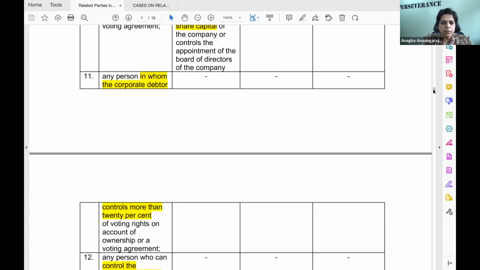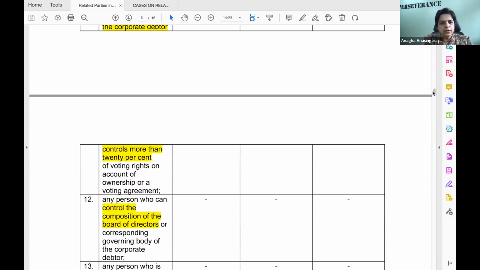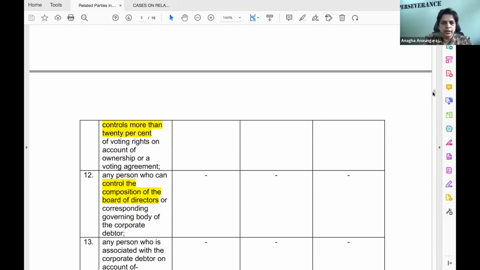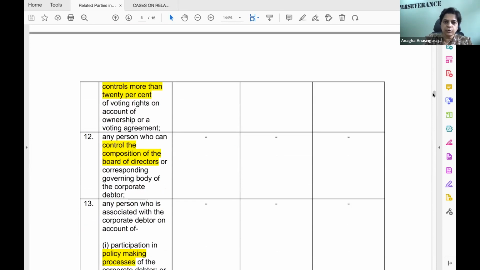Any person in whom the CD controls more than 20% of voting rights on account of ownership or a voting agreement. So it is the reciprocal kind of thing, where the CD is holding more than 20% in some other entity by virtue of voting rights, by virtue of ownership or by virtue of that voting agreement.